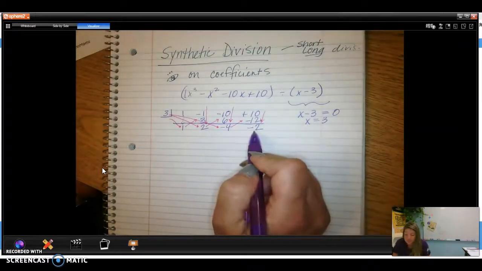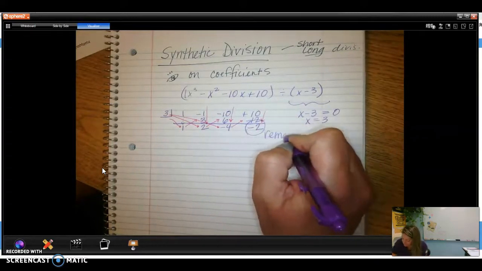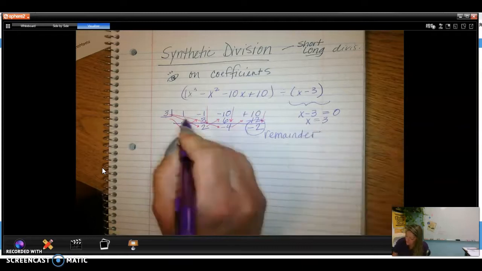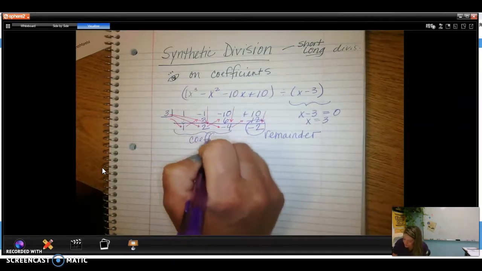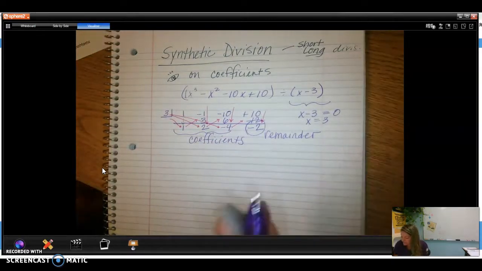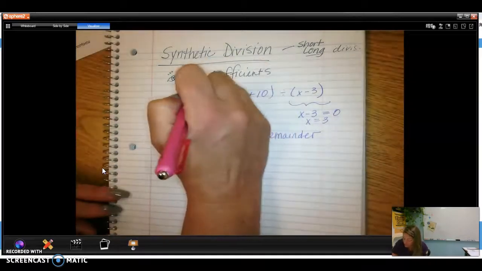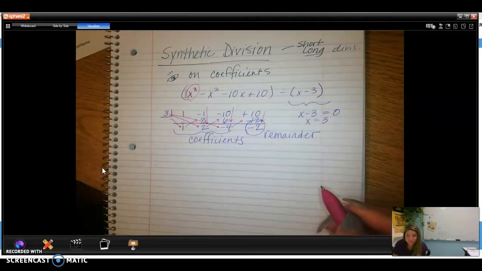The last number that is written is always your remainder. And then these numbers represent the coefficients of the answer. Now here's how the answer looks. In the original problem, it was an x to the third. That was the coefficient of our first term.